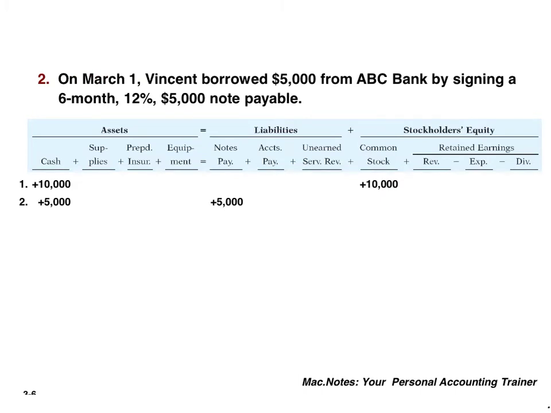Next, the company on March 1st borrowed $5,000 from the bank by signing a notes payable. So again, two accounts, cash and notes payable. Cash went up because I borrowed $5,000 from the bank. I have it now in my bank account. So cash goes up $5,000. But liabilities, I now owe the bank $5,000. So my liabilities have increased by $5,000. And again, you'll notice $5,000 on one side, assets, plus $5,000 on the other side. The equation is still in balance.